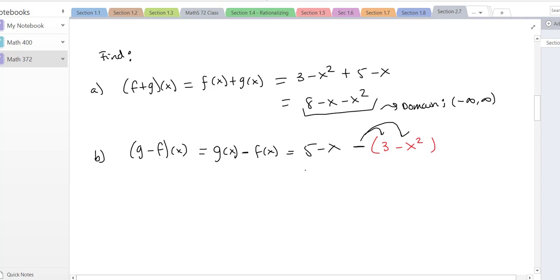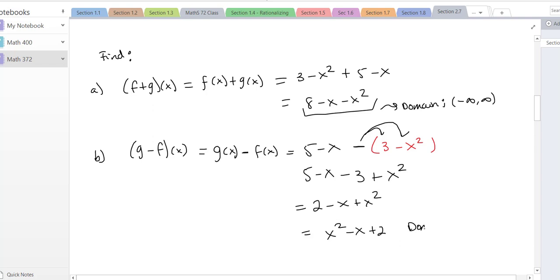So distributing that, we get 5 minus x minus 3 plus x squared. And combining like terms again, the only like terms are the constant terms. So 5 minus 3 is 2. So I get 2 minus x plus x squared. And this one you can write in descending order. The x squared term is positive, so I can say x squared minus x plus 2.